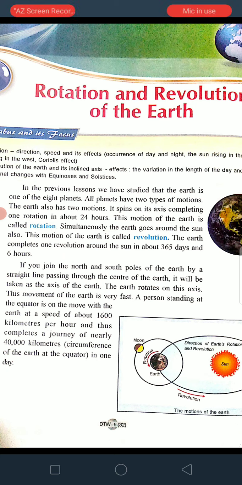Okay, so now what is the axis? If you join the north pole and south pole of earth by a straight line passing through the center of the earth, then that will be a slightly tilted line. That will not be exactly a 90-degree line, or you can say perpendicular, but a slightly tilted line. That is the axis of the earth. Earth rotates on its axis with a speed of about 1600 kilometers per hour, and thus completes a journey of 40,000 kilometers. That is the circumference of the earth.